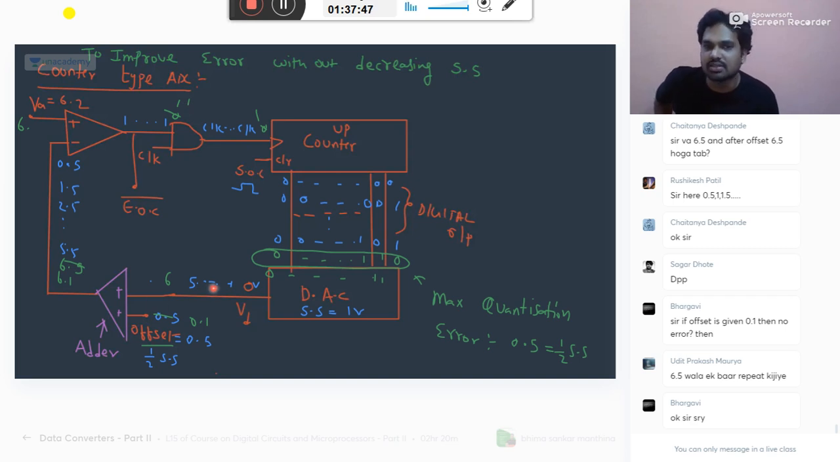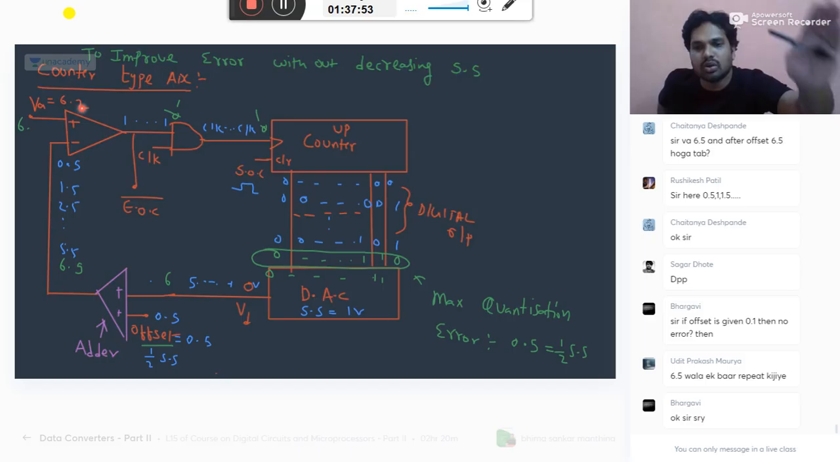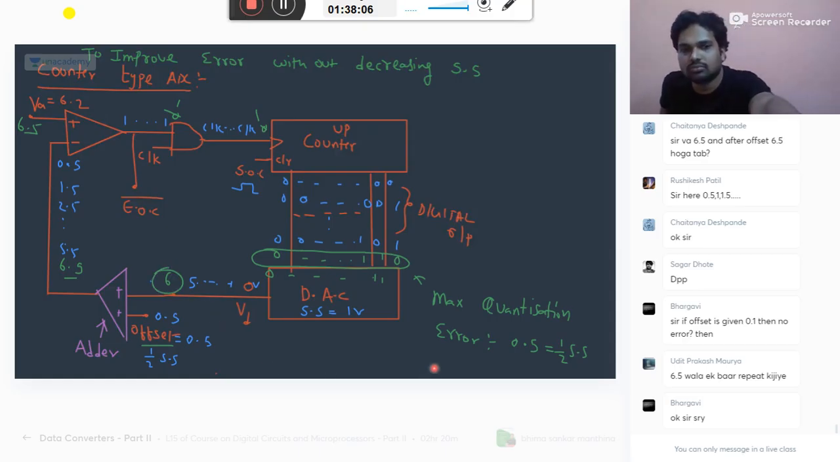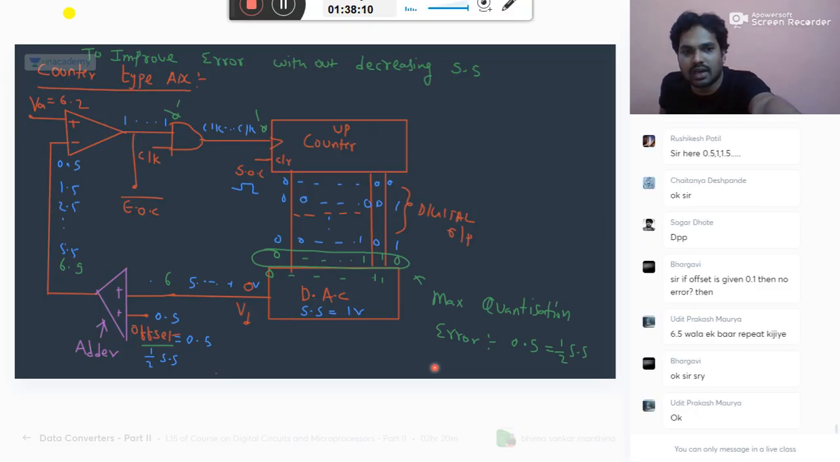Please understand that your design should be for any random input. Here, what I have taken, 6.2, is just an example. What if it is 6.5? Okay, so both are 6.5. This comparator will give you 0. In that case also it will stop at 6 only. Only if it is greater will it give 1.